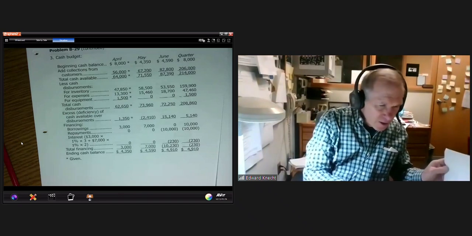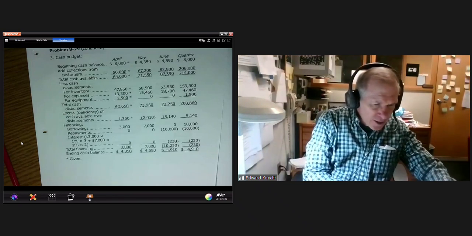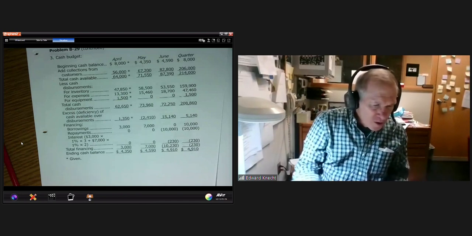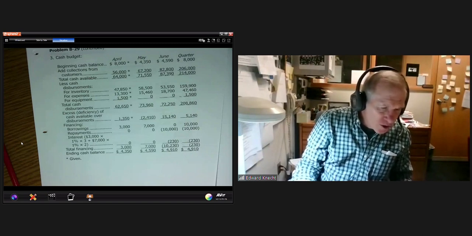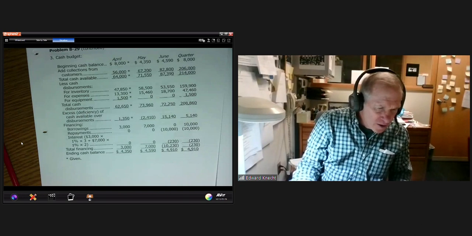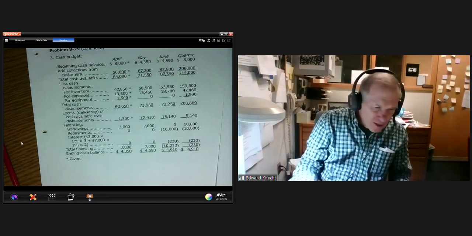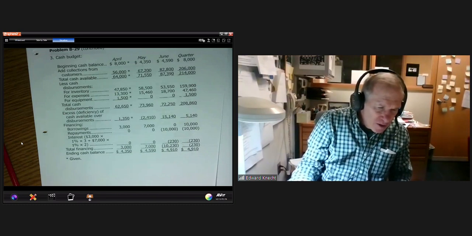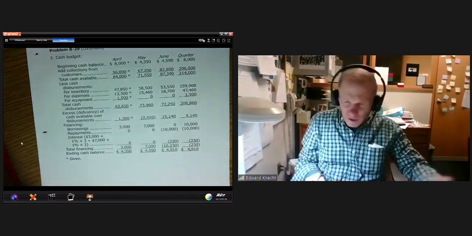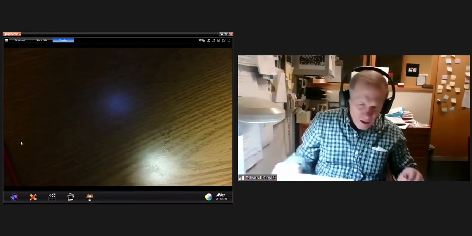Now, let's see what else they have. Schedule of expected cash disbursements. Cash disbursements for merchandise purchases. So they give us December purchases of 93,000, January's purchases of 135,000. And you're paying half of it in the month and then the other half in the next month. So then let's go ahead and see how you did. Let's see if I can find that page.